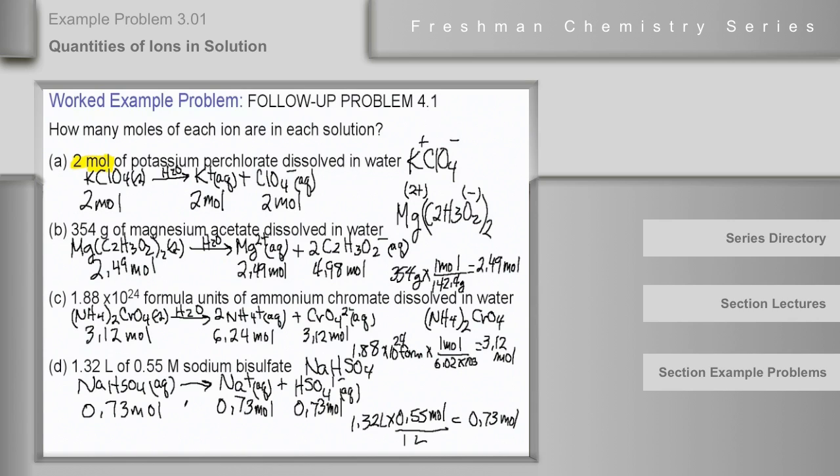So in each case we need to know the number of moles of the electrolyte that we start with, and the formula tells us how many of the individual ions are formed per formula. And with that piece of information we can calculate the number of moles actually produced.